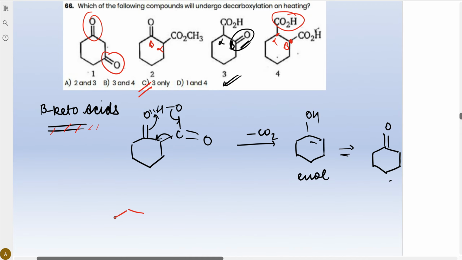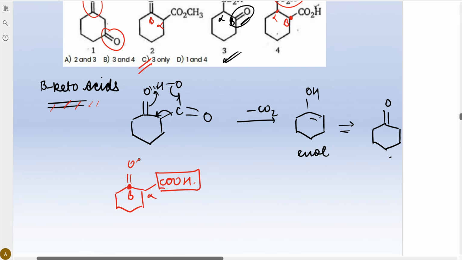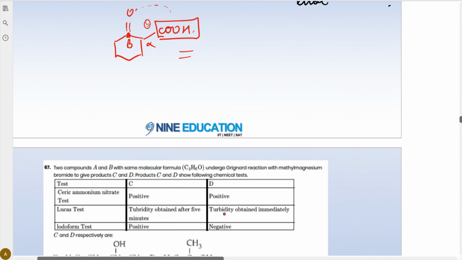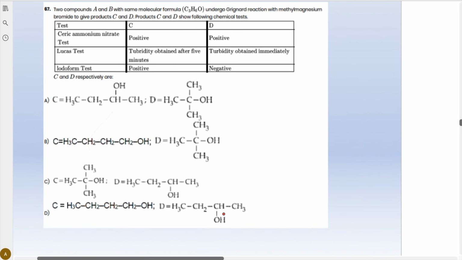Remember, whenever you have a carboxylic acid, this is the alpha position, this is the beta position with respect to COOH. Therefore, if you have a beta keto acid, it will make a 6-member transition state and CO2 will be removed. Remember. Next, check question 67. In question 67, try to see.